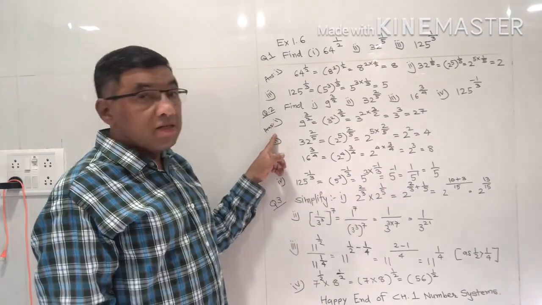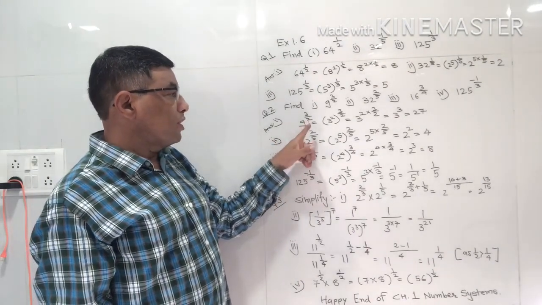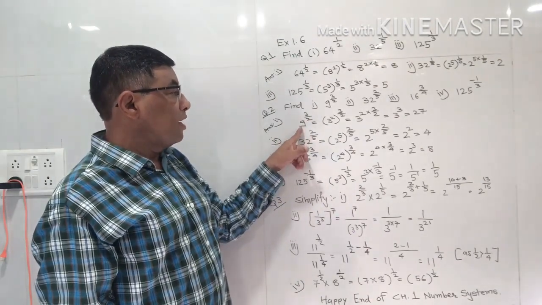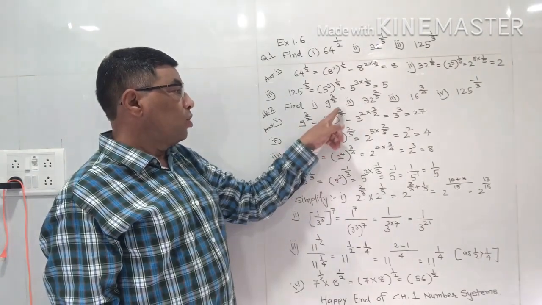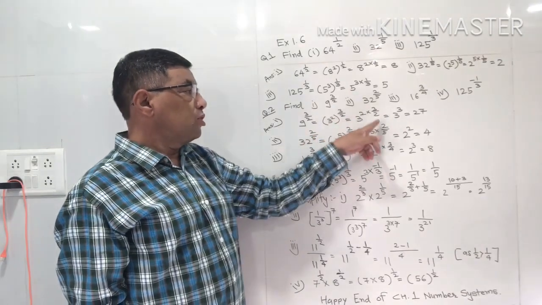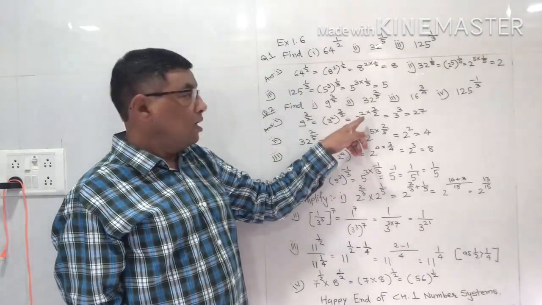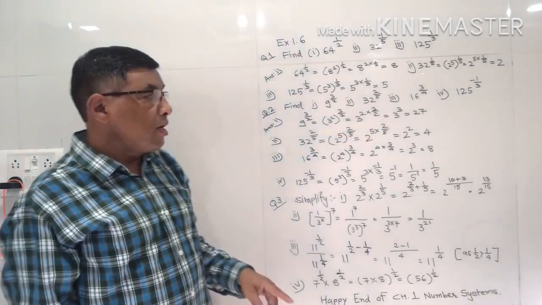So the first answer: 9 raised to 3 by 2. Here 2 is given, so first we try to write 9 as a power of 2. That is 3 raised to 2, and the whole raised to 3 by 2. According to power of power, 3 raised to 2 into 3 by 2, this 2 and 2 get cancelled, and so we get 3 raised to 3, which is equal to 27.